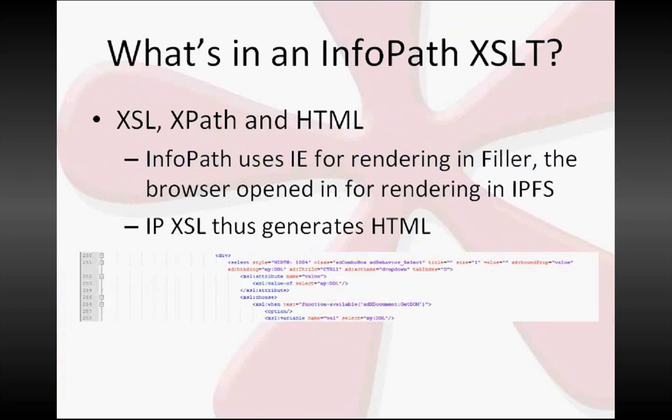Moving on, an InfoPath XSLT has XSL, of course, XPath, and HTML. InfoPath uses Internet Explorer for rendering in filler. The browser your form is opened in is used for rendering in IPFS. So the XSL for InfoPath generates HTML. Now, one thing to keep in mind is that just because something works in filler doesn't mean it's going to work in browser. I think I just said that, but I can't emphasize that enough, and we're going to look at that a little further.